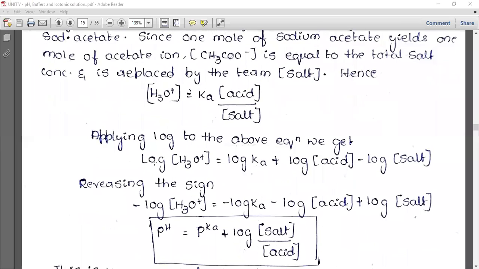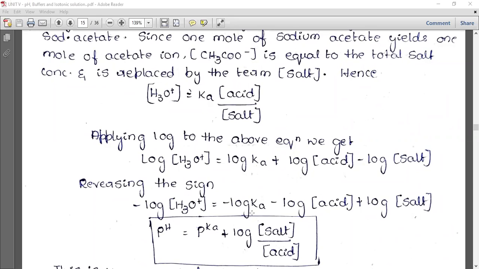So just multiply this particular equation with minus, or just reverse the sign. What do we get? Negative log of H3O plus is equal to negative log of Ka, negative log of acid plus log of salt, because we are reversing the sign. So now negative logarithm of H3O plus is nothing but pH.